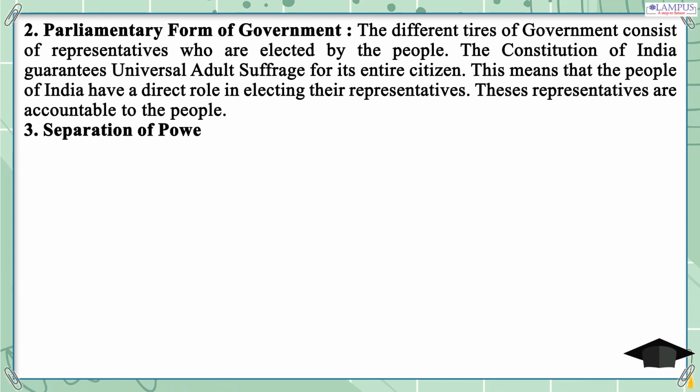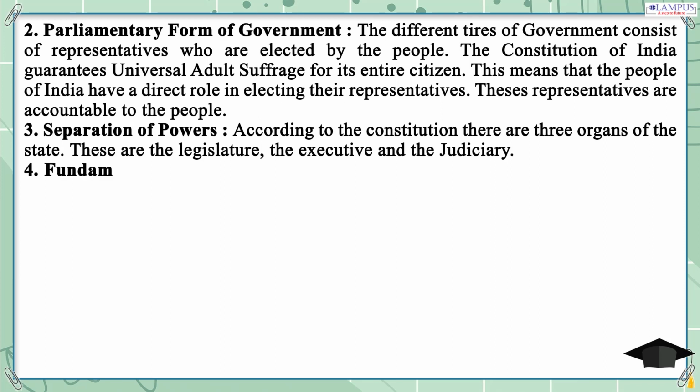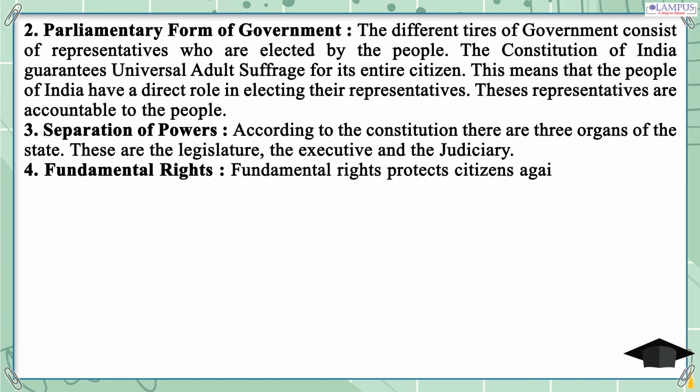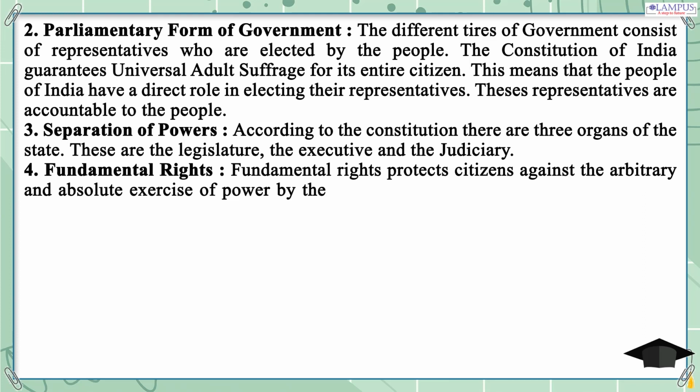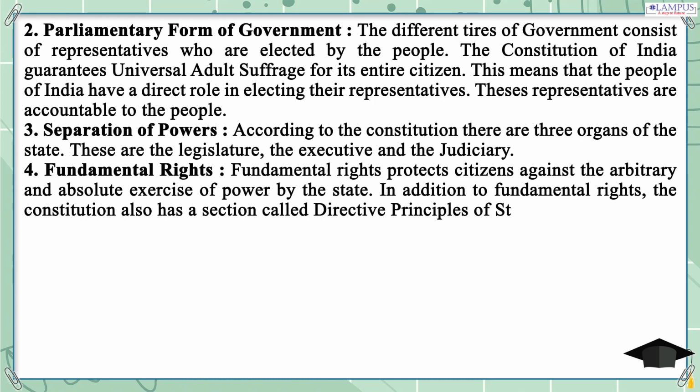3. Separation of powers. According to the Constitution, there are three organs of the state. These are the legislature, the executive, and the judiciary. 4. Fundamental rights. Fundamental rights protect citizens against the arbitrary and absolute exercise of power by the state. In addition to fundamental rights, the Constitution also has a section called Directive Principles of State Policy.